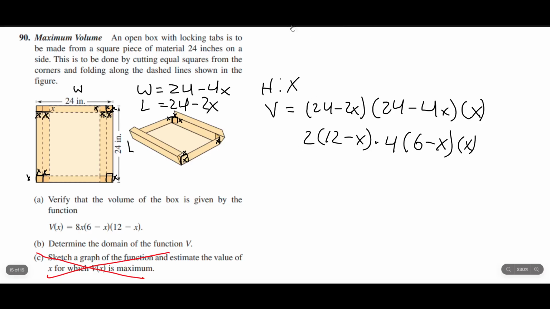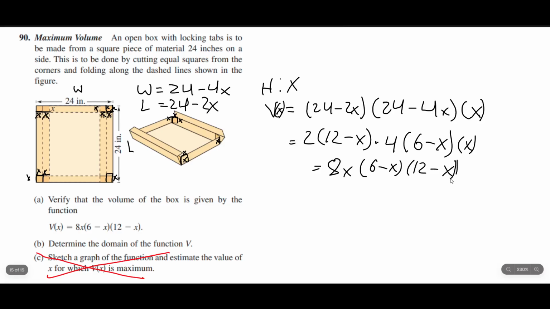Then we have a 2 here and a 4 here. This will be 8 times this additional x, so 8x times, and I'm going to present it here, 6 minus x times 12 minus x, because changing the order of multiplication doesn't matter. So yes, we verified. Really unnecessary of them to put the actual volume function here. Just say find the volume function as a function of x. That would have been fine. I should also put V of x here.